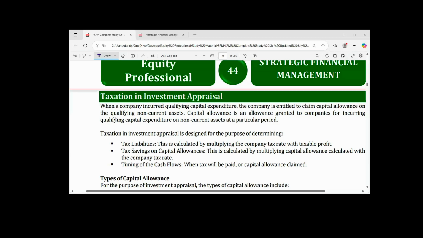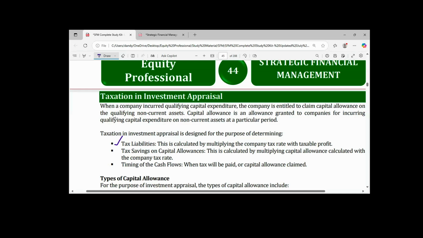All right. There are basically three major reasons or purposes of incorporating taxation in capital investments. One is to determine the tax liability, that is, the amount of tax the company will pay on the project when the project makes profits, okay? So tax liability is one of the purposes of incorporating taxation in capital investment. Two, to determine the tax saved on capital allowance, all right? Another reason for incorporating tax is to determine tax saved on capital allowance.